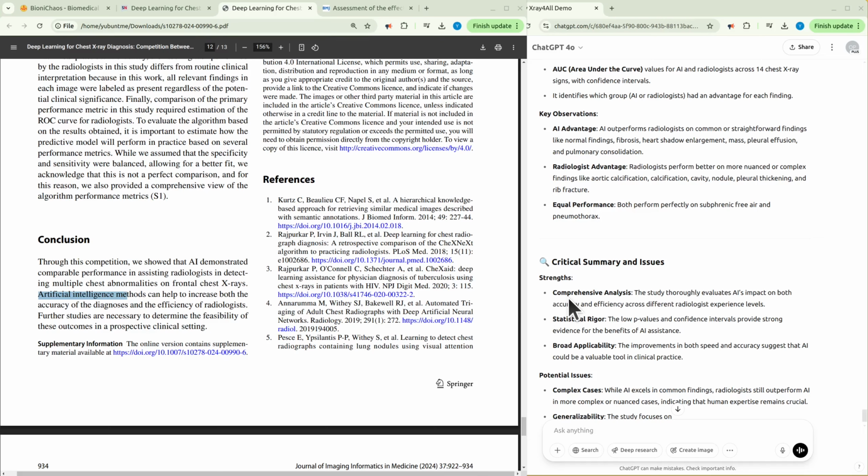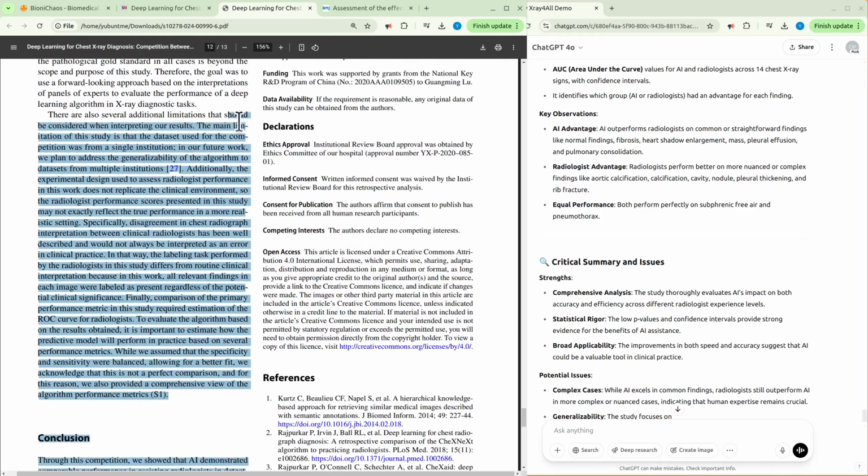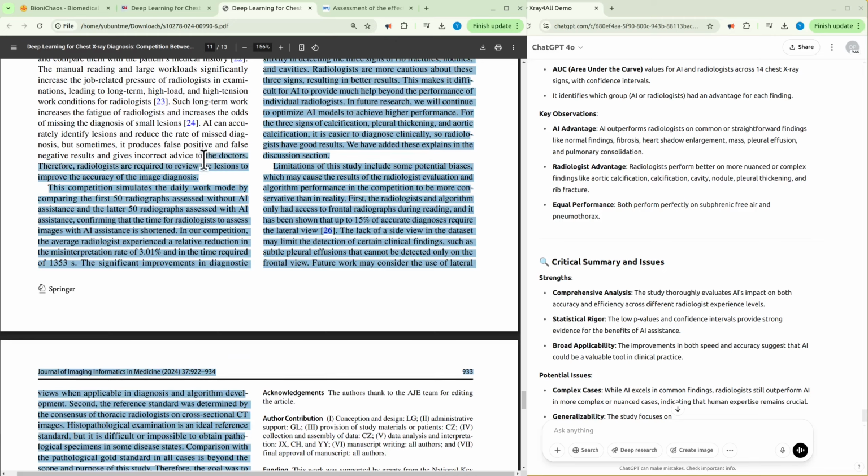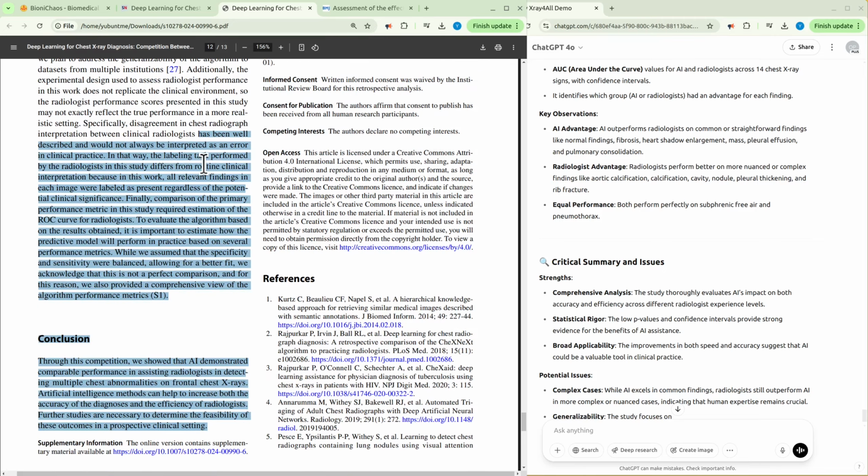Statistical significance: the text likely emphasized the statistical significance of the results, showing that AI assistance led to substantial improvements. General benefits: the text likely highlights the broad benefits of AI in assisting radiologists, particularly for less experienced practitioners. What might have been overlooked?